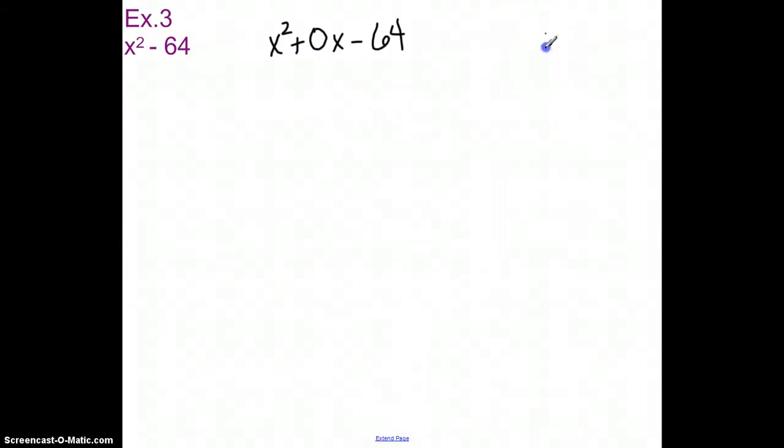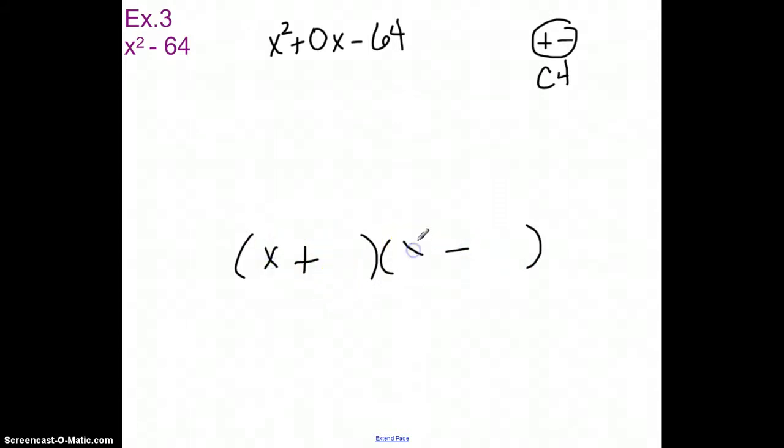So if I go to look at this, if it's a plus and then a minus, it's going to be a case 4, which means that down here, one of these is going to be plus and one of these is going to be minus. And I have just x's in the front because there's no other number here in front of the x squared except for 1. So in a problem like this, I have to factor 64.